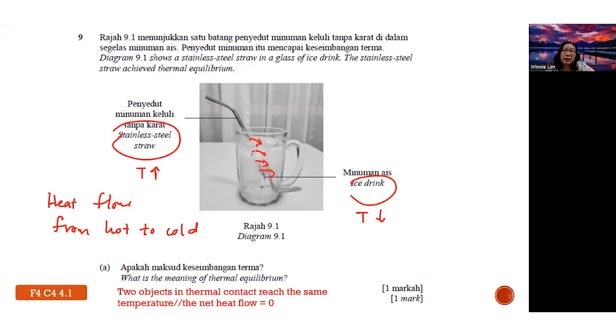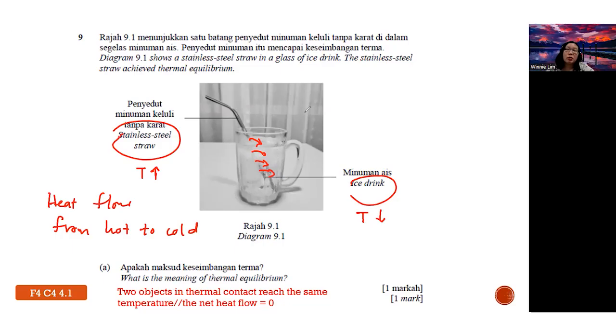So these are the keywords when you answer the conceptual part, the knowledge and understanding part, all based on thermal equilibrium. So there is a heat transfer, or you can say there is a net heat transfer. That means more heat is transferring to the ice water. So this is the first keyword.